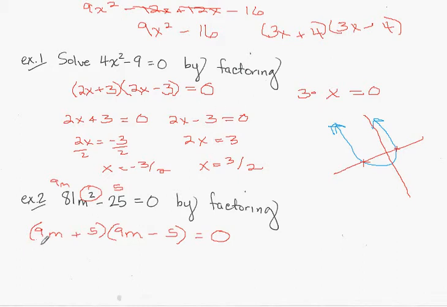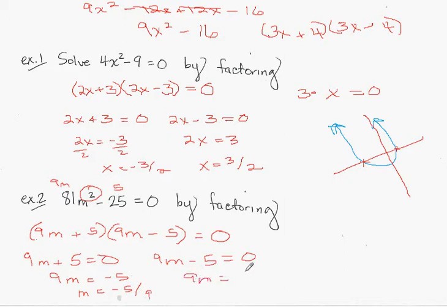And we set each of these factors equal to 0. So we get 9m plus 5 equals 0, and 9m minus 5 equals 0. 9m, if we subtract 5, we get m equals negative 5/9, and we solve this side, 9m equals 5, m equals 5/9. And those are the two solutions that would make this true. And also if you graph this, it would be a parabola crossing the x-axis at negative 5/9 and positive 5/9.